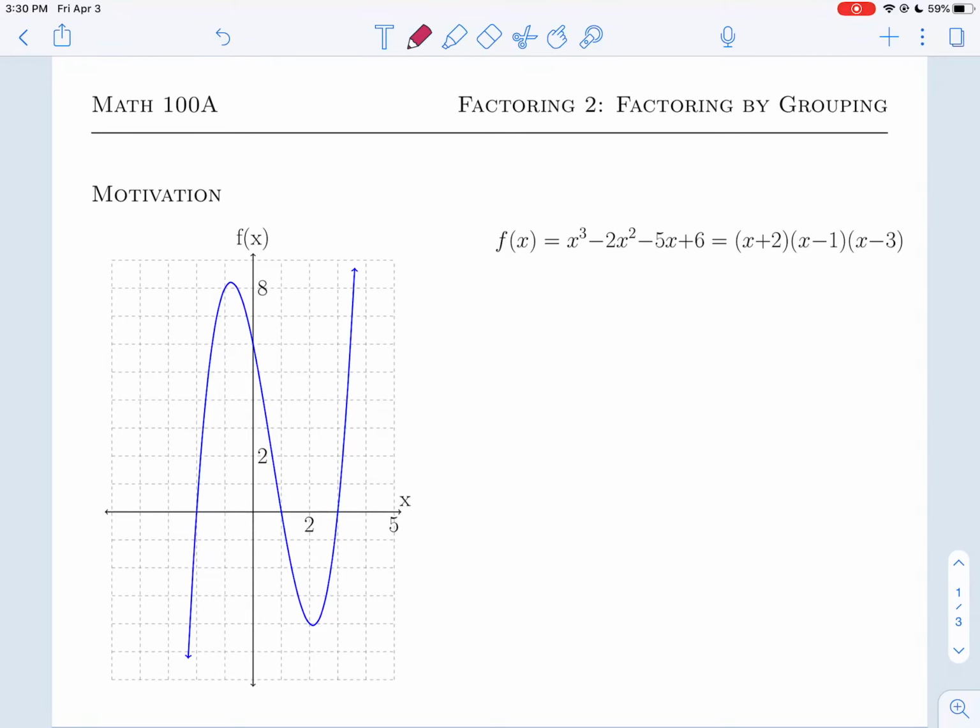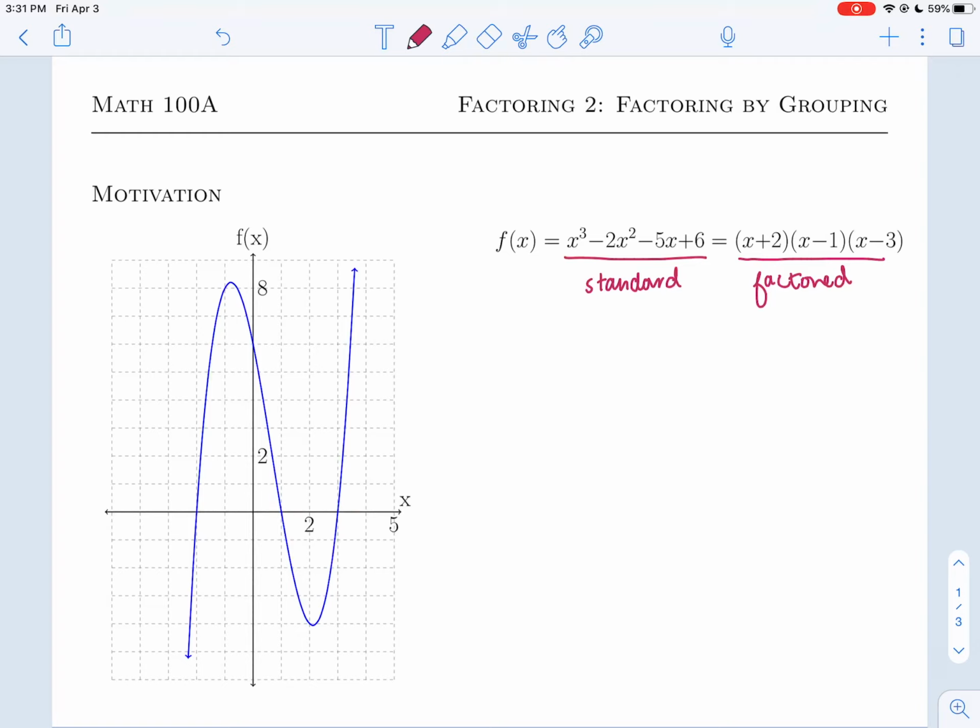Welcome back. As promised in the last video, we're going to talk a little bit about what factoring is and why we care about factoring polynomials. So on the left here I have the graph of a polynomial, and on the right I have its equation written out. So you'll notice I have f of x written out as x cubed minus 2x squared minus 5x plus 6. That's going to be what we call the standard form of a polynomial. That's what we've seen before, just this sum of terms that have that variable involved. And we're also going to see that I have it set equal to x plus 2 times x minus 1 times x minus 3. That's going to be what we consider the factored form of that polynomial. And each of those forms have their own benefits.